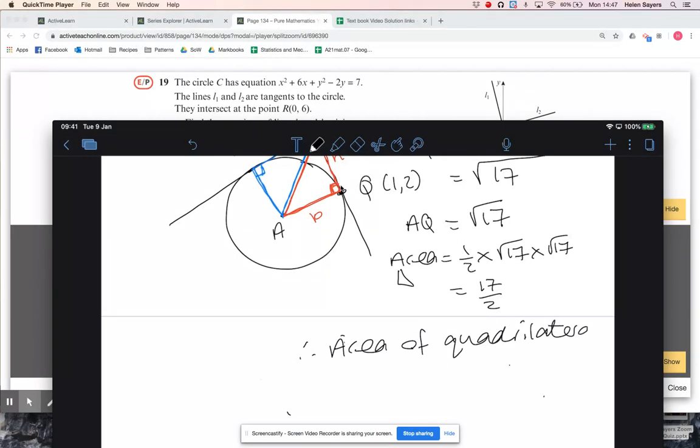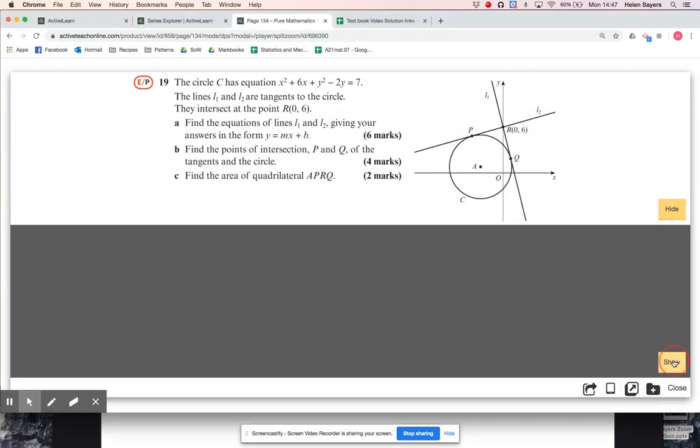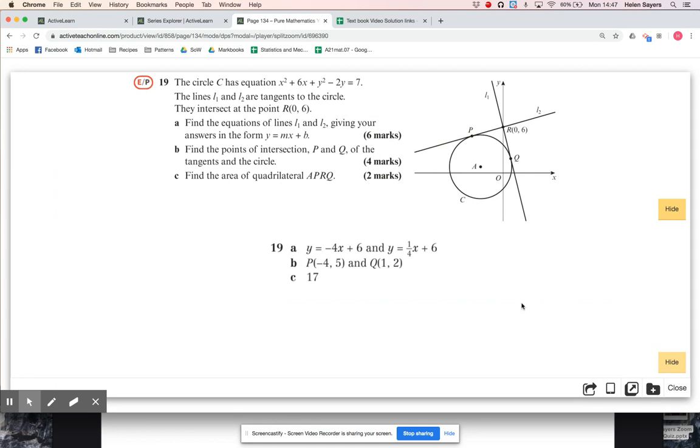So hopefully 17. Okay, let's just check that. Okay, so thank goodness for that. I'll just check the others. Yeah, P and Q we got, and we've got the two equations. It's quite a long one, that one.